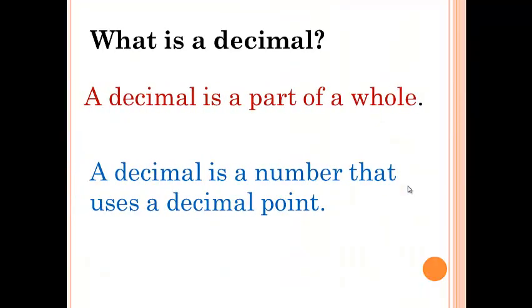What is a decimal? A decimal is a part of a whole. This is the definition of a fraction, but a decimal is a special fraction. Or you can say a decimal is a number that uses a decimal point.